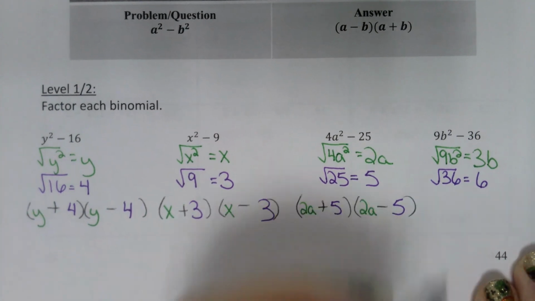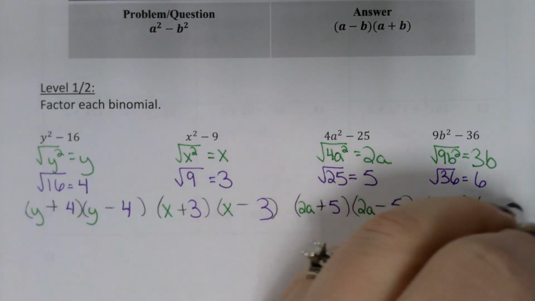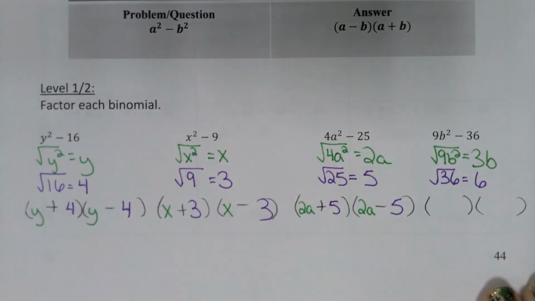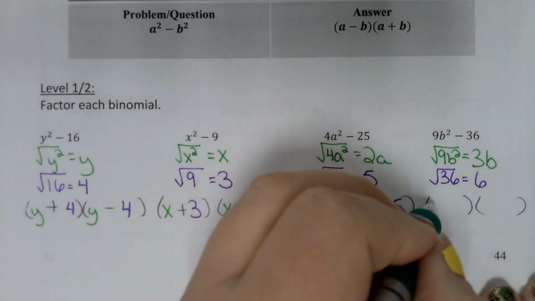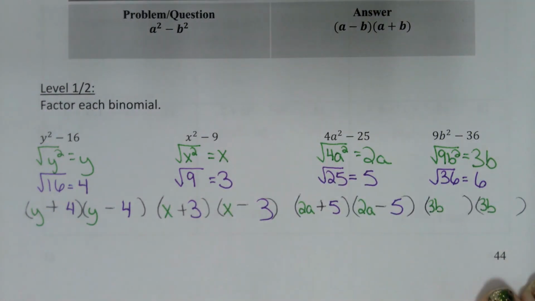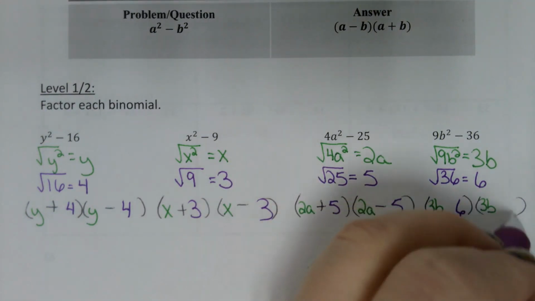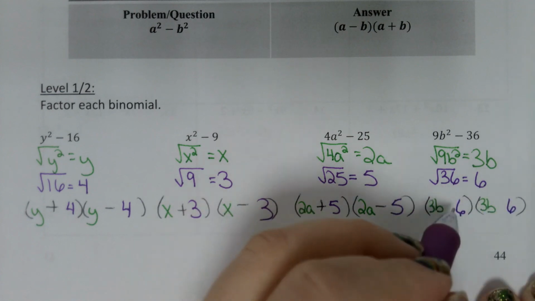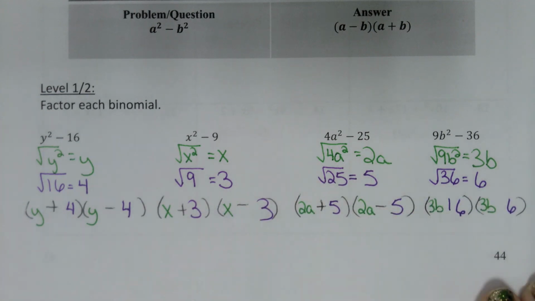So we'll set up with two sets of parentheses. And we'll put the square root of the first term in the front of each set, and the square root of the last term will go in the last spot of each set. One plus and one minus.